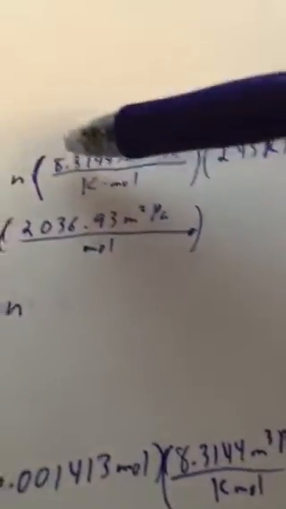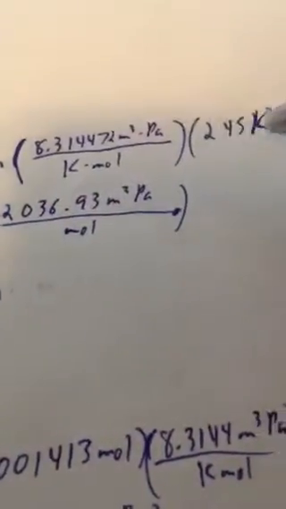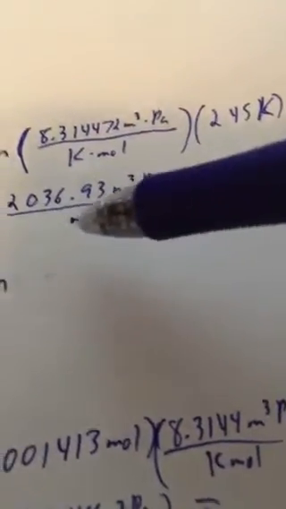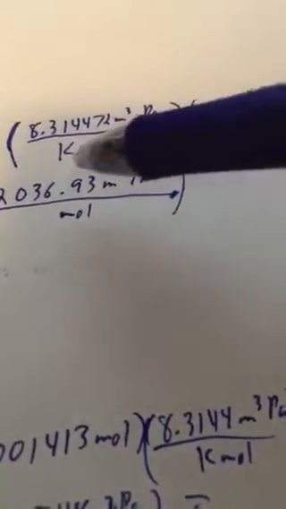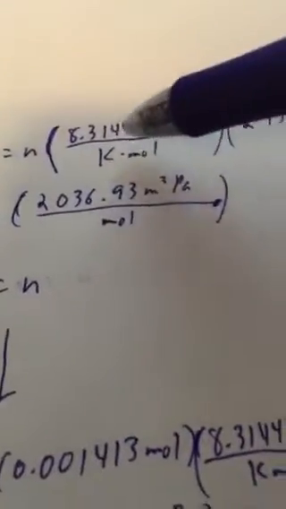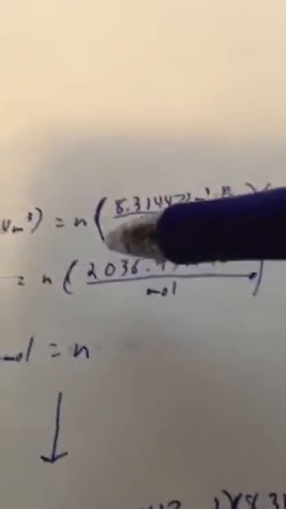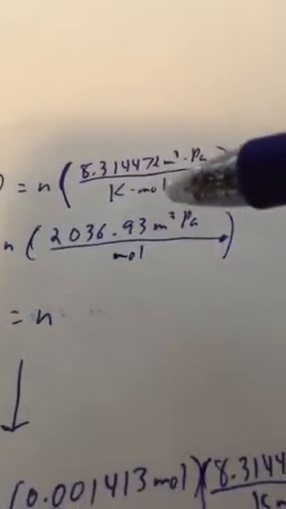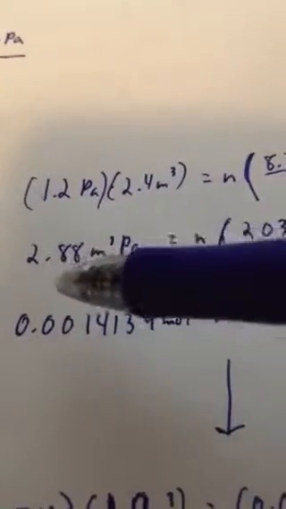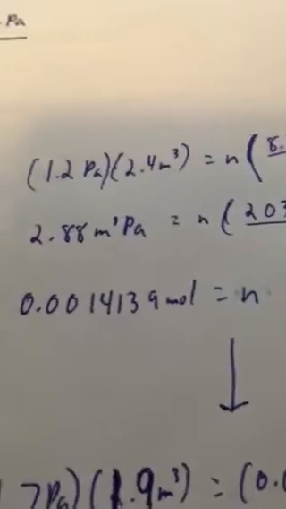All right, so 8.314472 times 245 eventually becomes, and notice the Kelvin above and the Kelvin below cancel. You do not include the Kelvin below. So you multiply the numbers and rewrite it without Kelvin because it cancels. 2036.93 cubic meter pascals over moles. And then this is 2.88 cubic meter pascals. We just multiply the numbers and combine the terms.